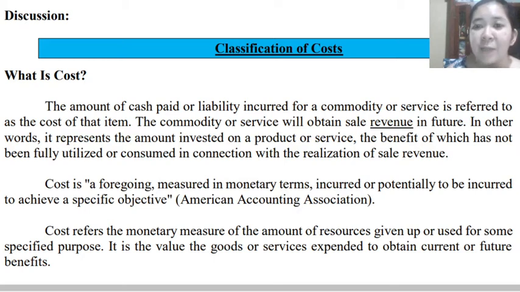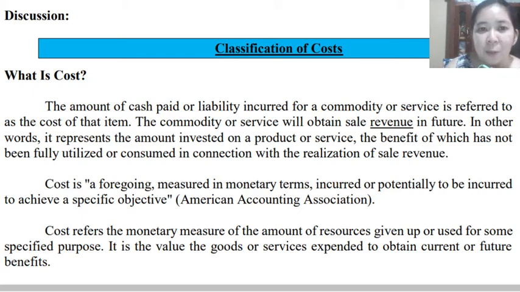While if this item is not yet sold and is still in our inventory, the cost is still an asset in the inventory. Therefore, the cost will not be recognized yet. So that is the matching principle of costs and revenues, a principle that we use in accounting.